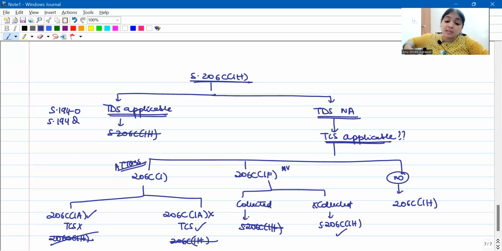See, when is it possible that under 206C1F you did not collect tax? This talks about motor vehicles, right? But if you recall, 206C1F says tax will be collected here only if the sale price per vehicle is more than 10 lakh. So if it's up to 10 lakh, then you would not have collected tax under 206C1F. Or if the buyer is not a retail buyer, you wouldn't have collected under 206C1F. So whatever reason, if it is not collected under 206C1F, then you can think about collecting under 206C1H.